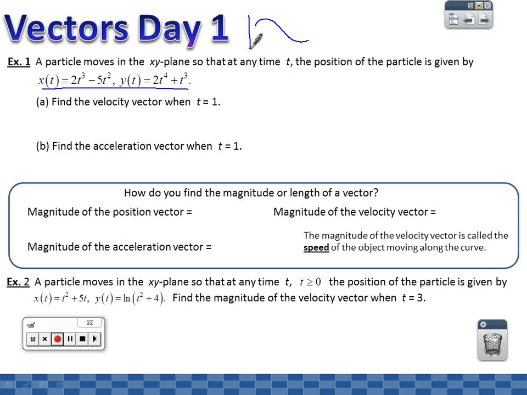A vector, the same set of equations could create a vector equation as well. All I would do is put my vector brackets like that, and the x one goes in the first slot and the y one goes in the second slot. So that's a vector equation.